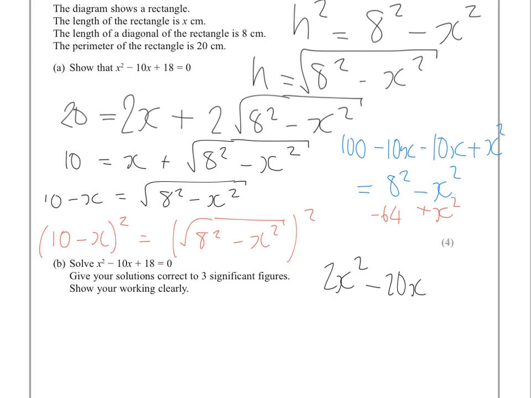100 minus 64, which gives me 36, equals 0. Now we're not quite there. Now I can divide through by 2 again, and I've got to the solution that they were after.